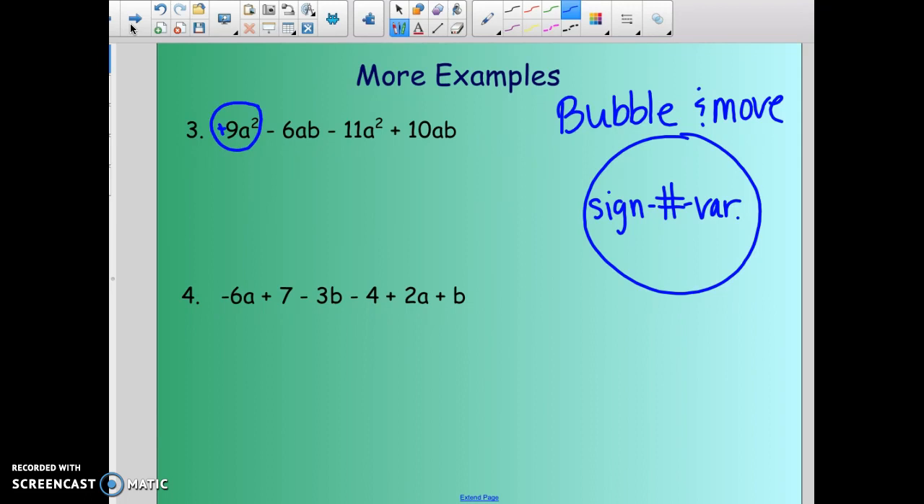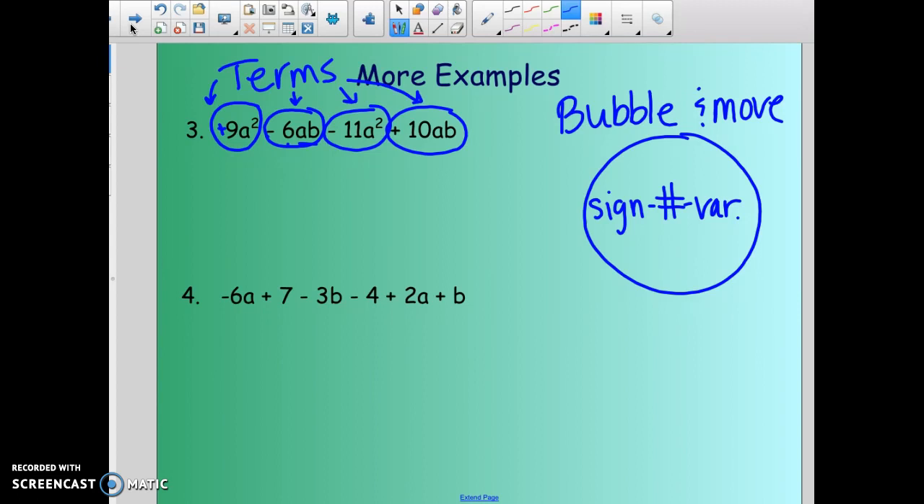This is sign, number, and variables. Even if there's multiple variables, that's negative 6ab. This is negative 11a to the second power. This is positive 10ab. If you notice, everything is inside of a bubble. There should be nothing left out. So we have positive 9a to the second power, and negative 6ab, negative 11a to the second power, and positive 10ab. These are called terms. So when we say combine like terms, that's a term, that's a term, that's a term, that's a term. There's 4 terms in that problem.